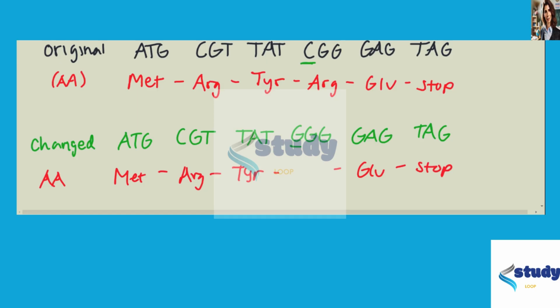And so the change, all we have to do is check the sequence for a triple G. And triple G gives us a glycine. And so with the change, we can see that we switched from an arginine to a glycine. So therefore, this is our change in the polypeptide sequence.